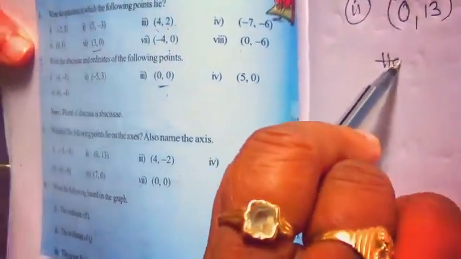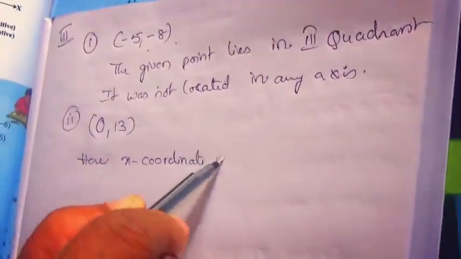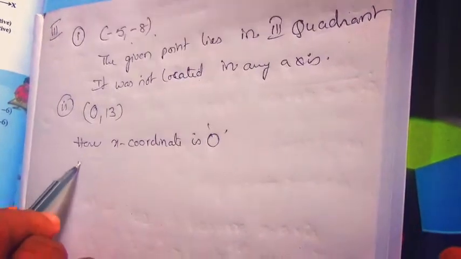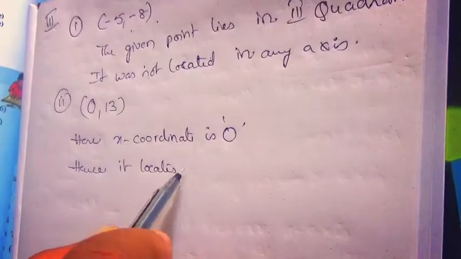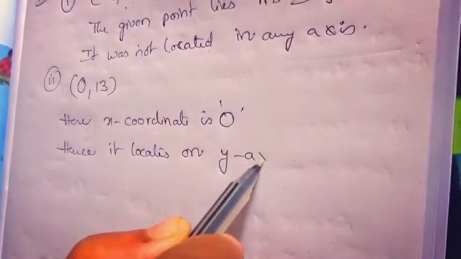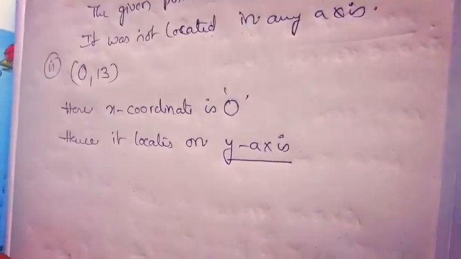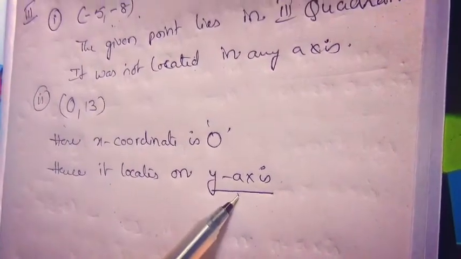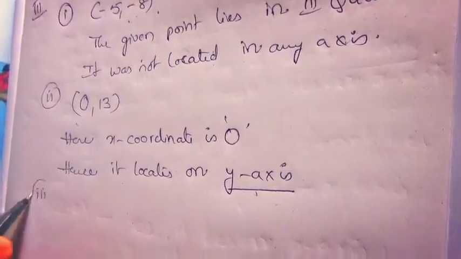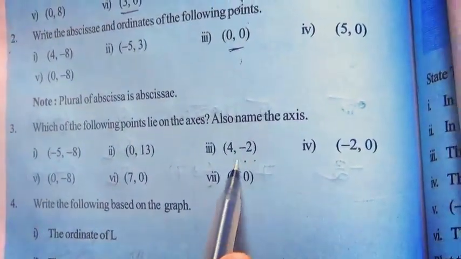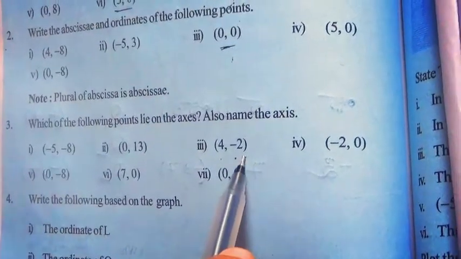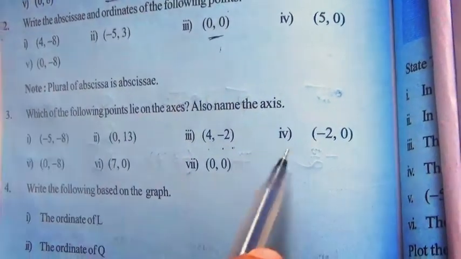Here the x coordinate is 0, hence it is located on the y-axis. So this point is located on the y-axis. Okay, third, (4, -2). Is any coordinate 0? No, hence it is not located on an axis, just like the first one.